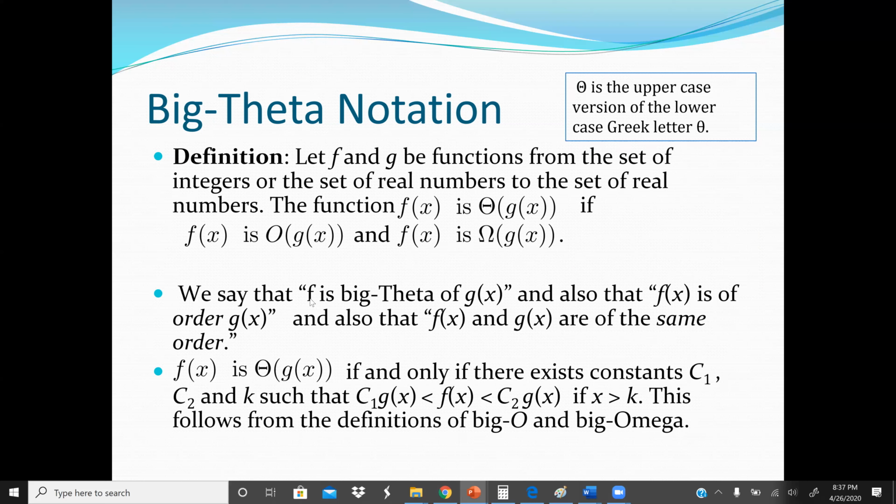So here we say that f is big theta of g at x, and also that f(x) is of order g(x), and also f(x) and g(x) are of the same order. So f(x) is big theta g(x) if and only if there exist constants c1, c2, and k such that c1 g(x) is less than f(x) and is less than c2 g(x) if x is greater than k.